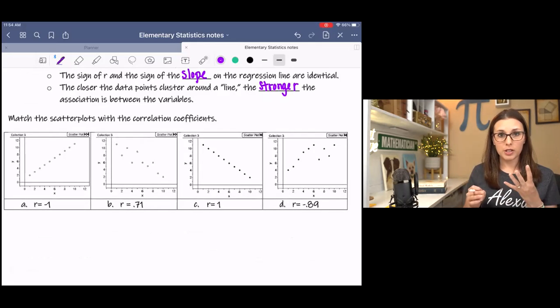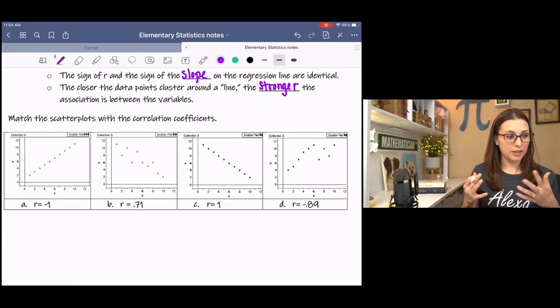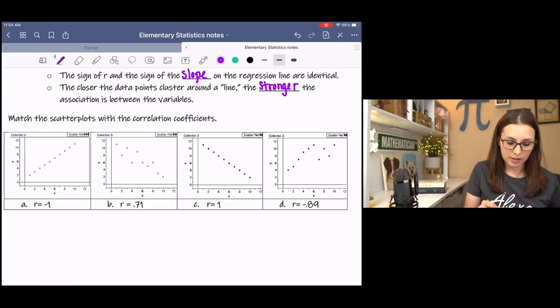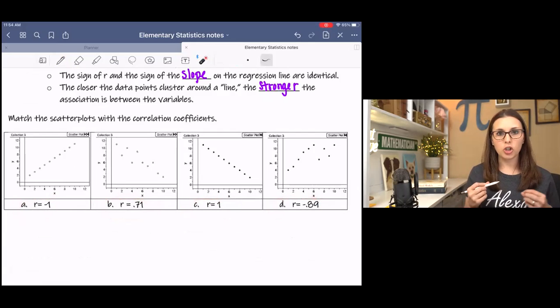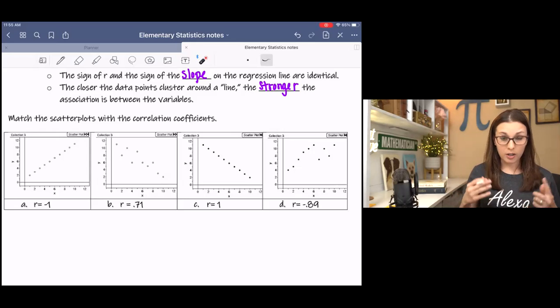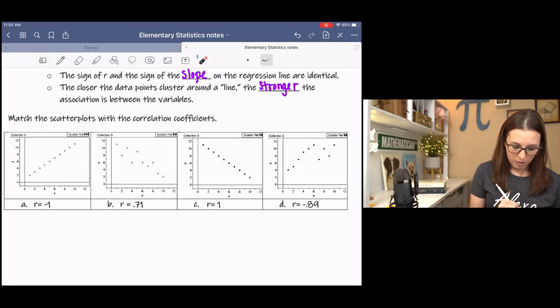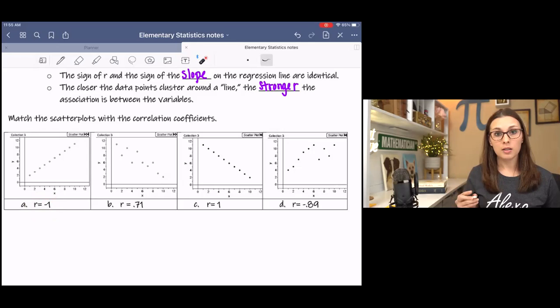I've got 4 different scatter plots, and I've got the graph of the data points on there. And this is a multiple choice problem. It's set up kind of weird, but you have these answer choices down here, and you're trying to match the correlation coefficients with the appropriate graph. So I'll get you started, just to give you an idea. My first answer choice is r equals -1.